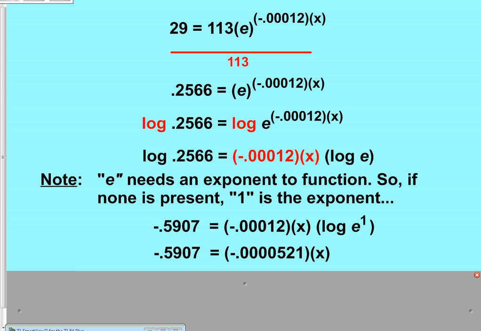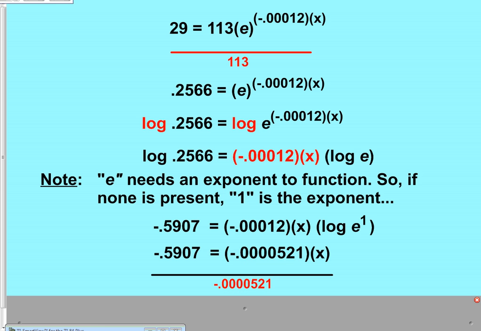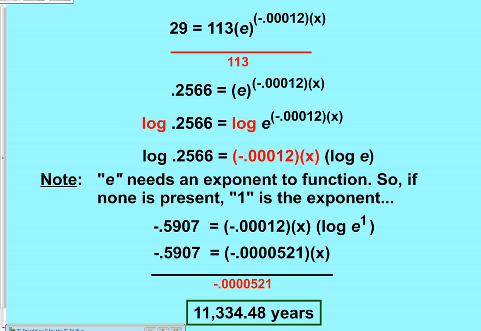Now condensing the two constants on the right, negative 0.00012 times log of e to the first is negative 0.0000521 being multiplied times our x. And of course we don't want that multiplied times our x, so we would divide it to the other side. Then x would be isolated, and we would have just discovered that our bone is 11,334 years old. So very old.